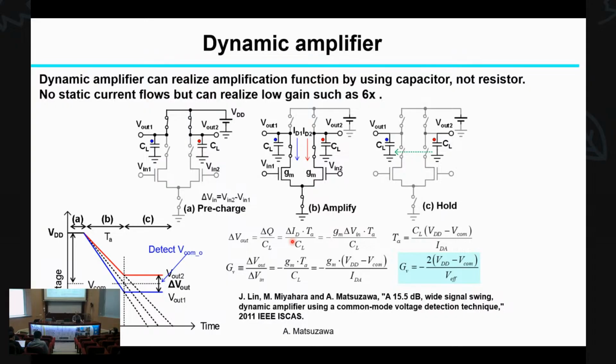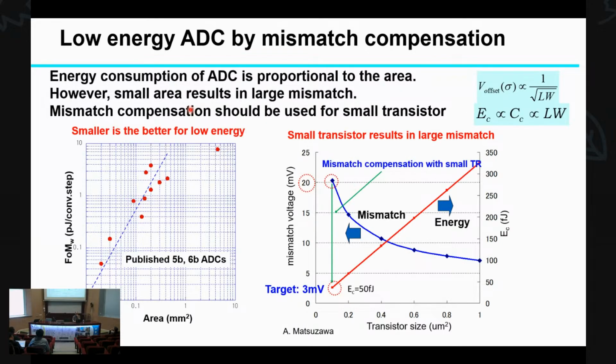Also important is the dynamic amplifier. The dynamic amplifier uses only capacitors, not resistors. But even with no resistor, we can realize the amplifier function, the multiplication function. So no static current flows, but we can realize some gain, such as 6 times. This is suitable for this low energy ADC.